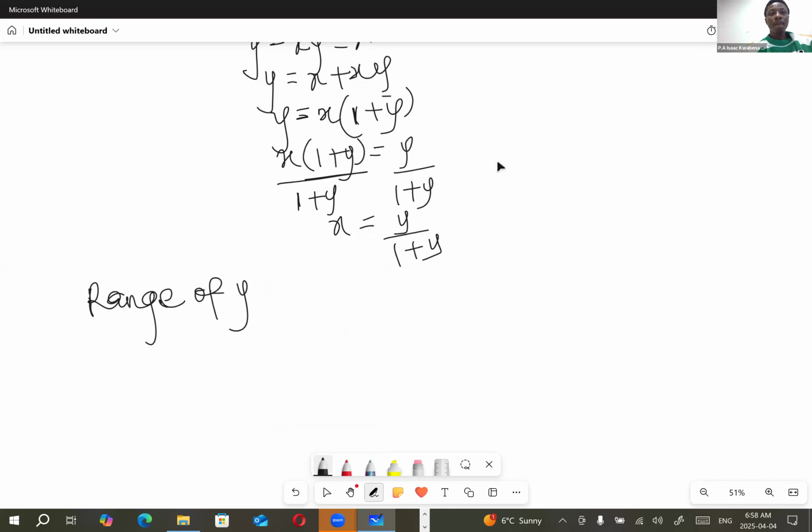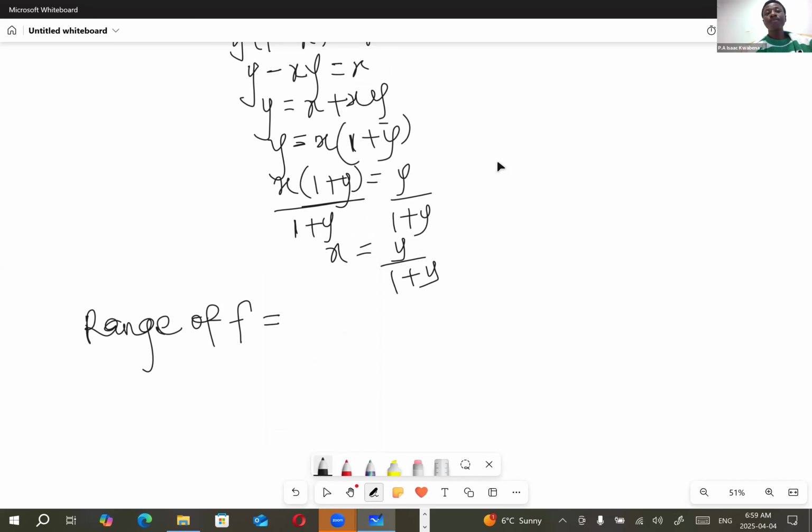Why do we introduce this? Let's use what was given in the question. So the range of f is equal to f of x. They said range of the function, and the function is f, I mean f of x, y, whichever way it is. If you write f, you're not wrong.